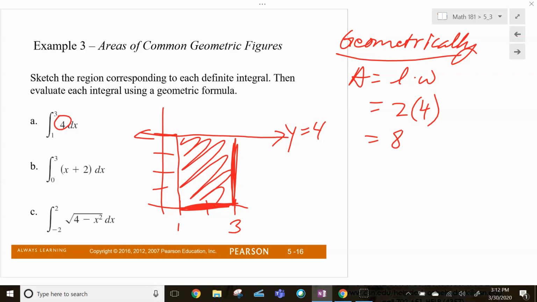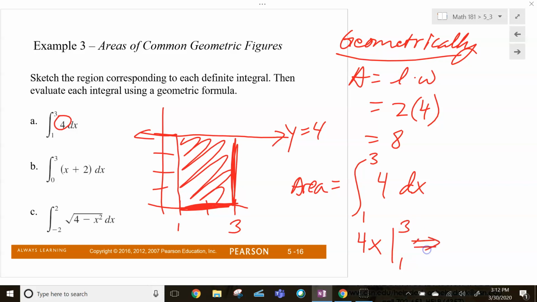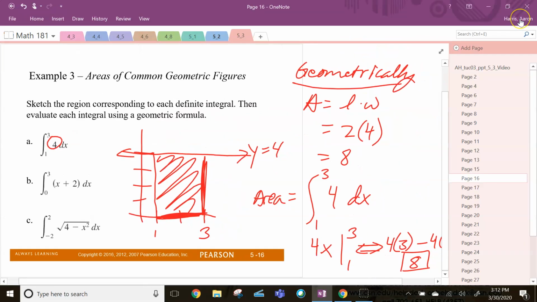Now, if we were doing that with the integral, using the fundamental theorem of calculus, we say, well, from 1 to 3, and this does represent area, it's all positive here, the integral from 1 to 3 of 4 dx. So the constant stays there, tack on that x, go from 1 to 3. Now we plug the 3 in for x, plug the 1 in for x. So we got 12 minus 4, which ends up being 8 on that.